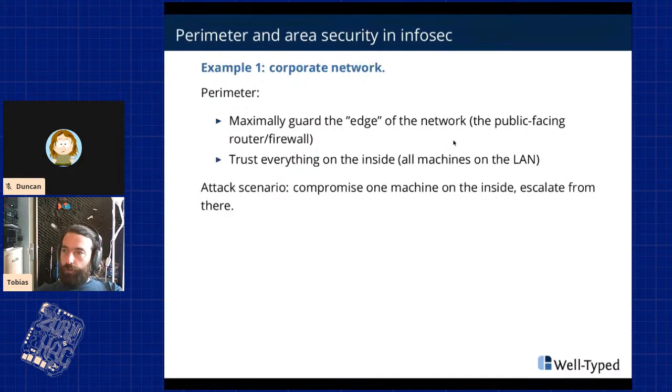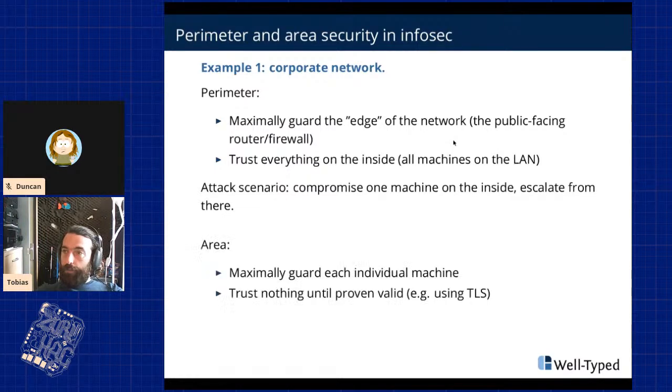And in the corporate network, we can do the same thing. But the problem is that once we have compromised a single machine on the inside, we can easily escalate from there, because just being on the inside is taken as proof that you are allowed to do things. And by contrast, the area model would work such that you maximally guard each individual machine. So you put up a firewall on each, and you put up authentication borders between the machines. You use transport level security, HTTPS, between any two machines on the network.